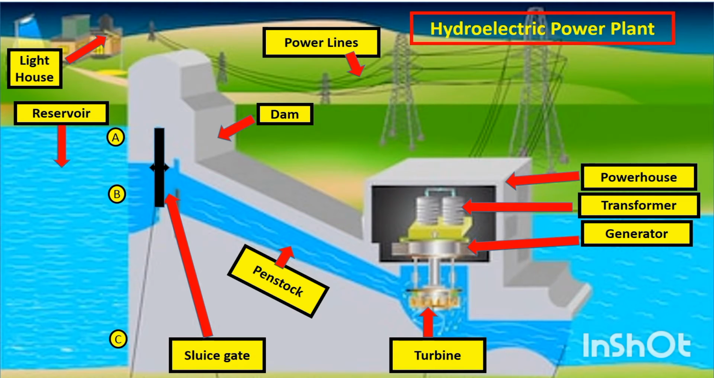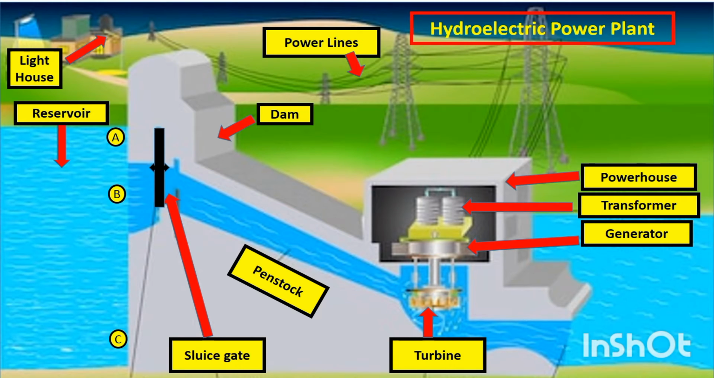In this diagram of hydroelectric power plant, you can see a reservoir on which a dam is constructed to obstruct the flow of water in order to make big storage of water. Points A, B and C are three different levels of reservoir. Potential energy is maximum at point B.